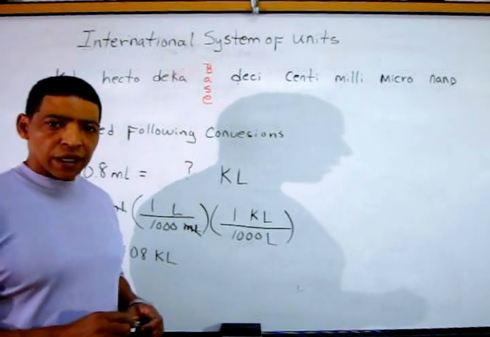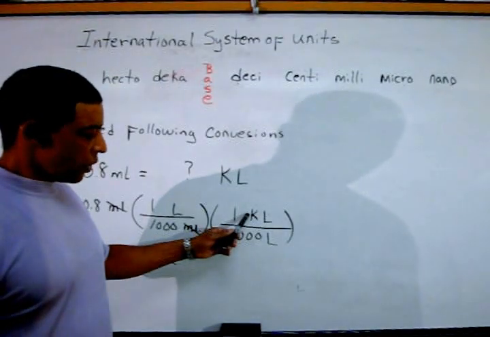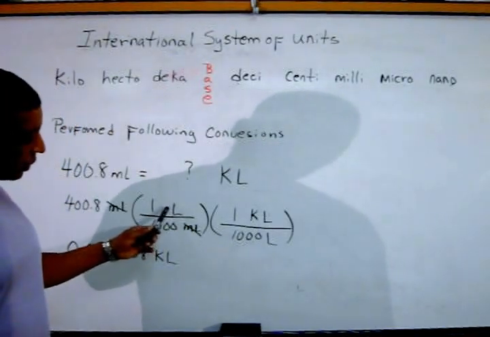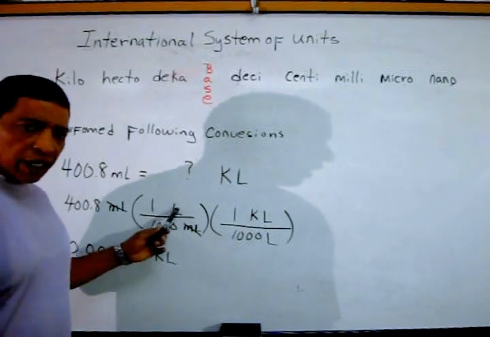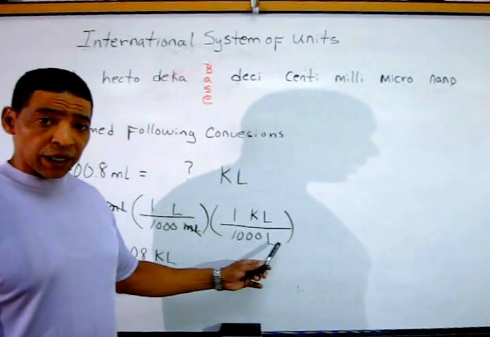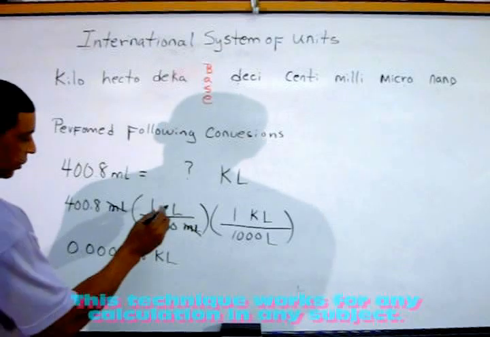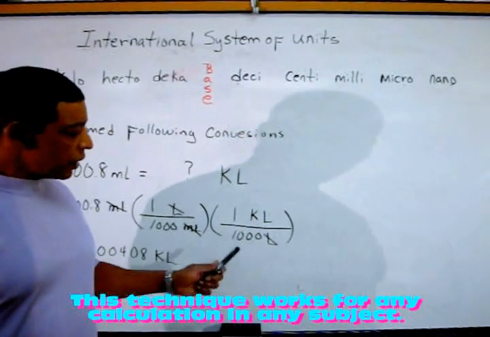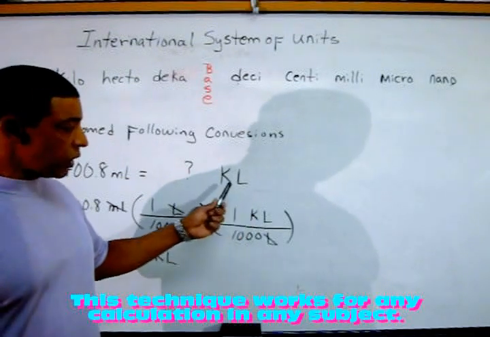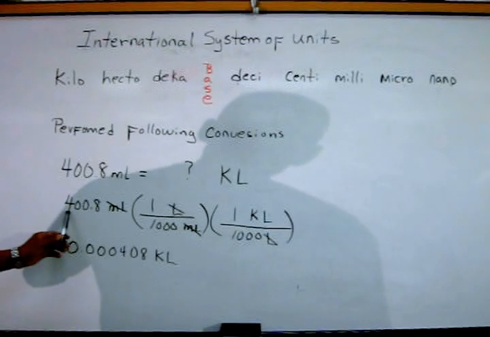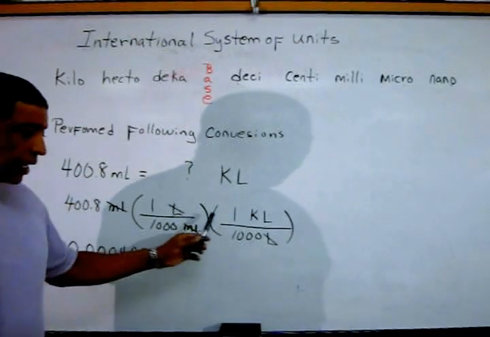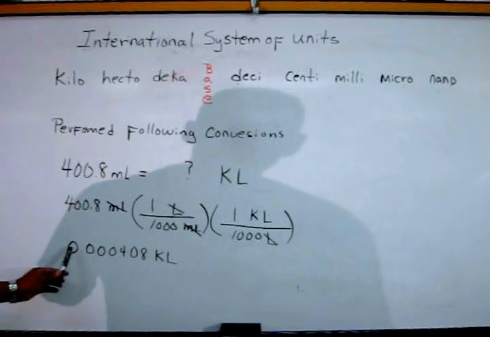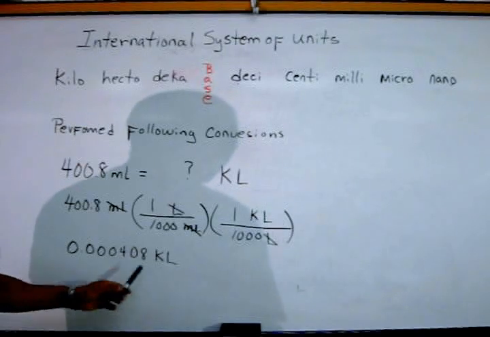Kilo means 1,000. Therefore, in 1 kiloliter, there are 1,000 liters. However, in the conversion factor, liters are in the numerator. So therefore, in the next conversion factor, liters must be in the denominator. This will allow liters to cancel, leaving as a final unit kiloliter, which is actually what we're looking for. 400.8 divided by 1,000 times 1,000, or a million, will equal 0.000408 kiloliter.